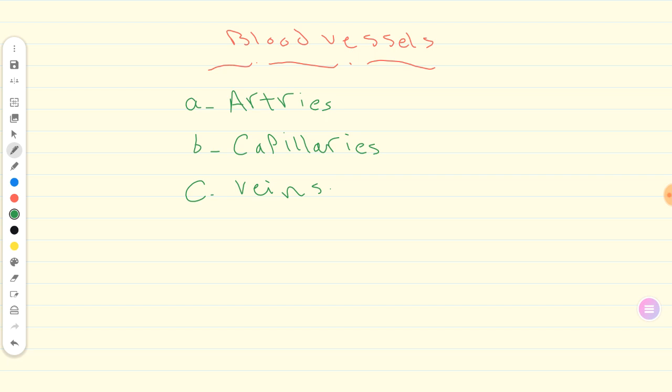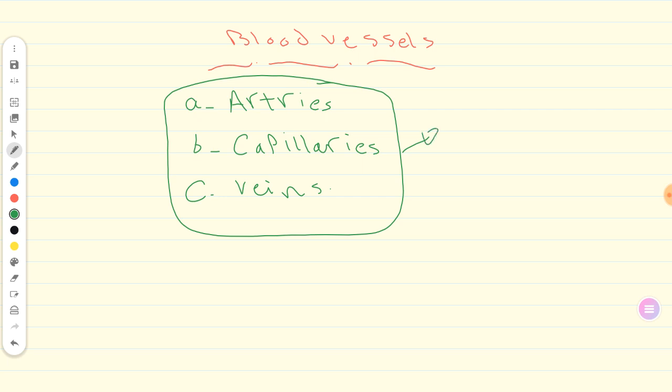So arteries, capillaries and veins are types of blood vessels. Okay, so let's talk about each one of them in detail, about their function and their structure, which adapted this vessel to perform its own function. So we will start with arteries.